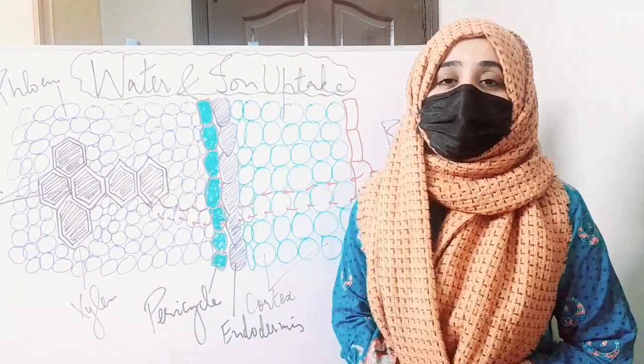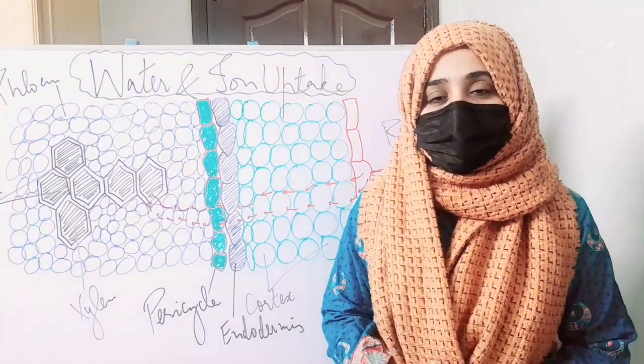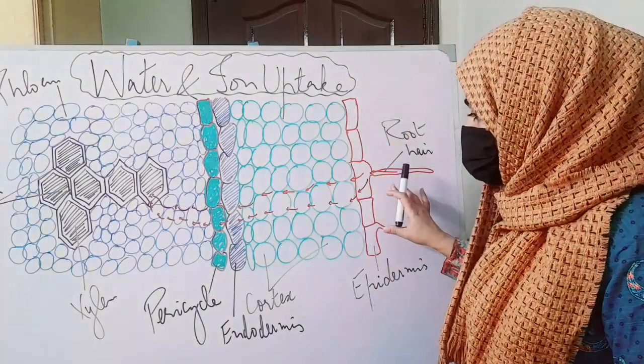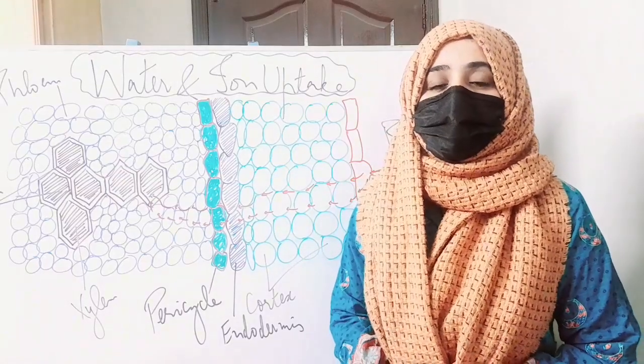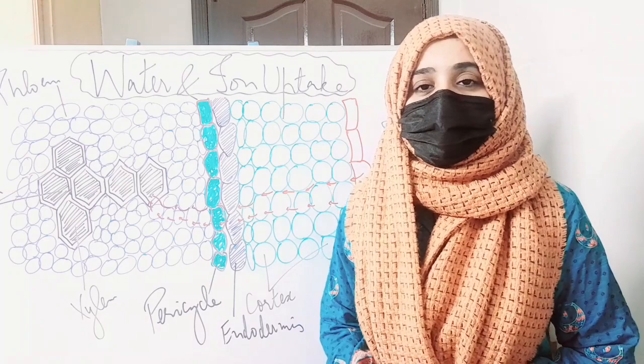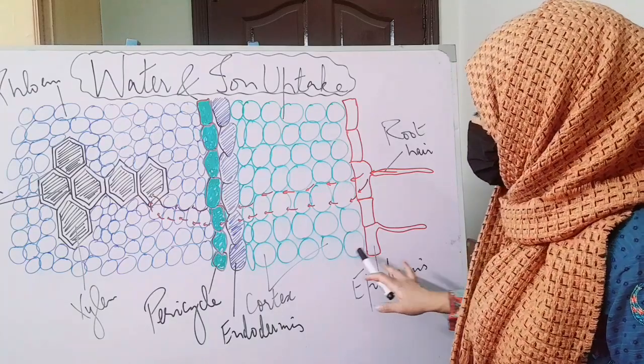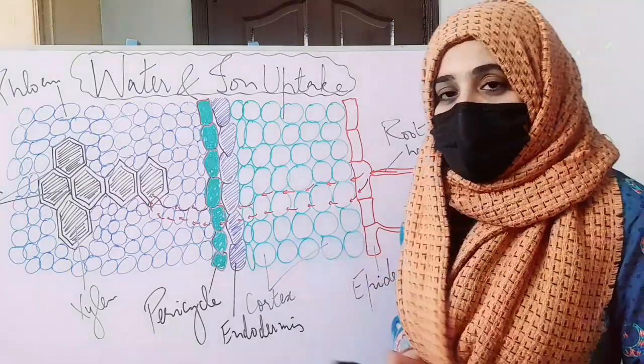Basically, the function of the root is to anchor the plant into the soil. But in addition to this anchorage, the root is also responsible for the absorption of water and minerals from the soil and to conduct these water and mineral salts to the whole body of the plant. So inside the epidermis, there is a broad zone of thin-walled cells.